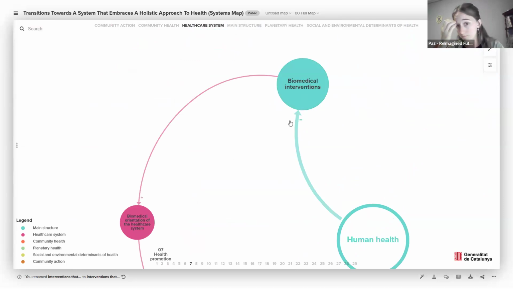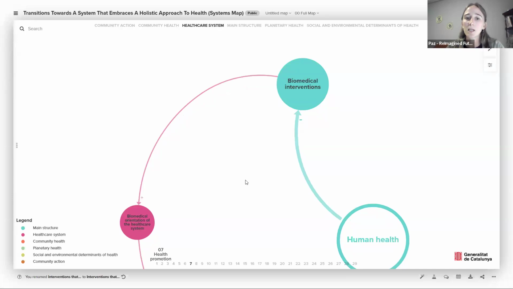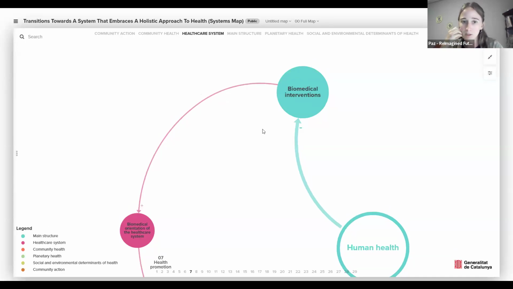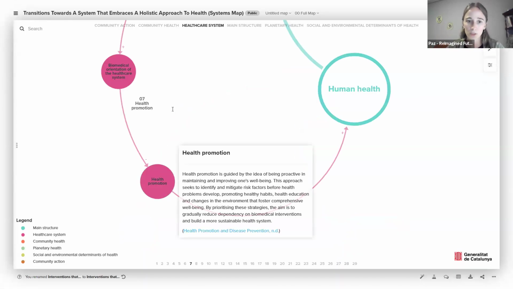And just to show you how this works in the real system, in 2022, the Spanish public health expenditure for hospitals and specialized services, that means biomedical interventions, took 61% of Spain's public health expenditure. So 61% of public health expenditure went to biomedical intervention, leaving much, much fewer resources for health promotion.